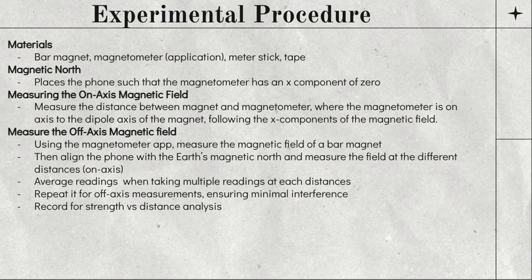Then, in order to measure the off-axis magnetic field, we used the Magnetometer app and measured the magnetic field of a bar magnet. We then aligned the phone with the Earth's magnetic north and measured the field at different distances. We took the average of the multiple readings at each distance, and then we continued repeating those measurements in order to ensure minimal interference.